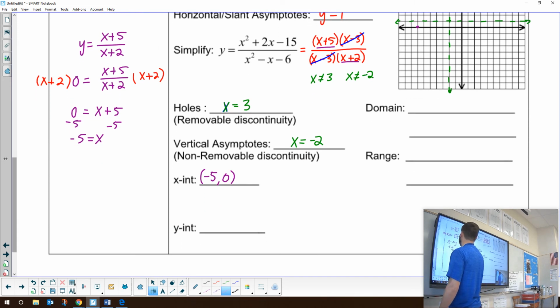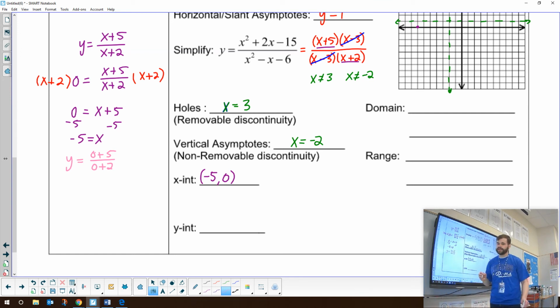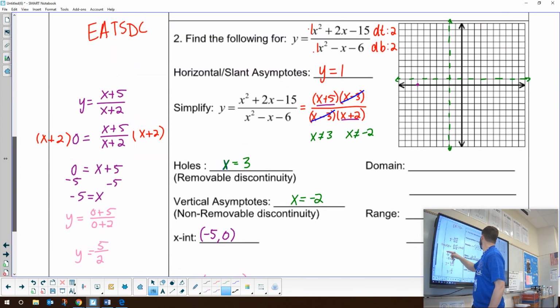My next one, for my y-intercept, we're going to plug in 0 for x. So I'm going to go y equals 0 plus 5 over 0 plus 2. All right, now 0 plus 5 is, of course, 5. 0 plus 2 is, of course, 2. So my y-intercept is going to be 5 over 2. I'm going to go ahead and write that as 0 and 2.5. So we're going to have a y-intercept at 0, 2.5. So 0, up 1, 2, and a half.